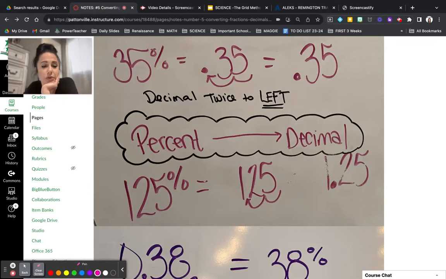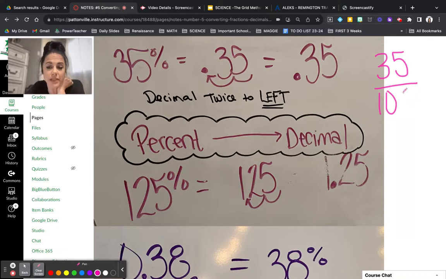And if you're going from a percent to a decimal, this is your overall rule. A percent to a decimal is moving your decimal twice to the left. If you can memorize that, awesome. Some kids can, some kids can't. I want to explain why though. So if you have 35%, or whatever number you have, it is out of 100, right? We learned that any number, if it's a percent, is out of 100. Well, when I write it like that, that means I'm taking 35 and I'm dividing it by 100.